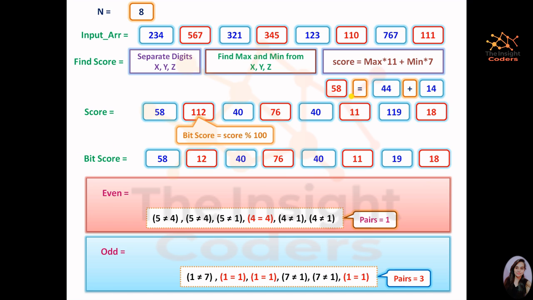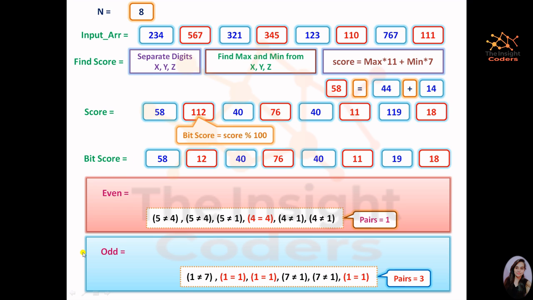And what is the bit score? Initially we have the input where we have 8 space-separated 3-digit numbers. Further we found the score, and we have done it using 3 steps. After finding the score, we kept only the last 2 rightmost digits, and these are the bit scores. Now what is our next task? This was the first task.